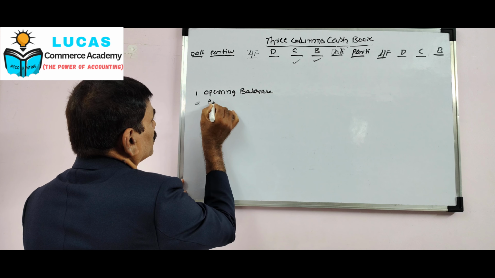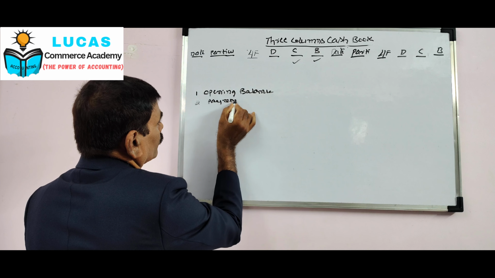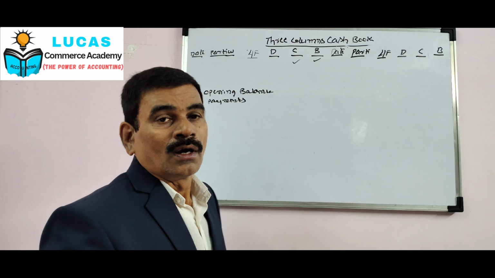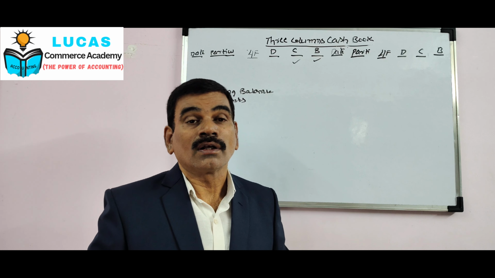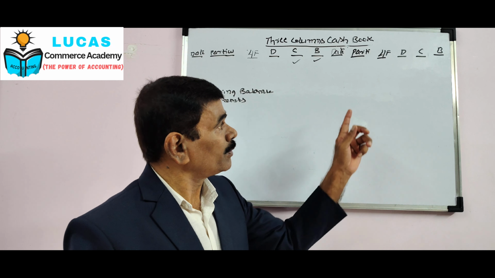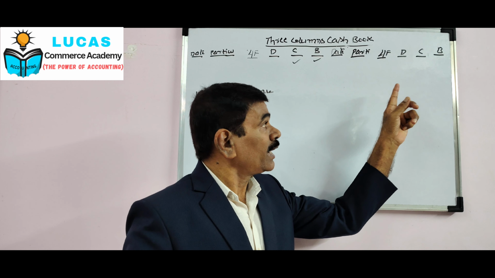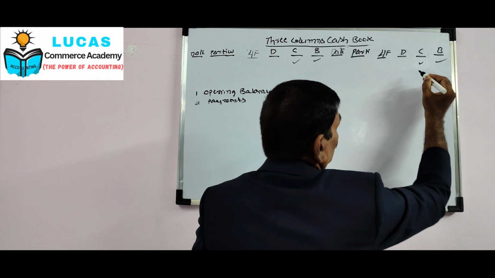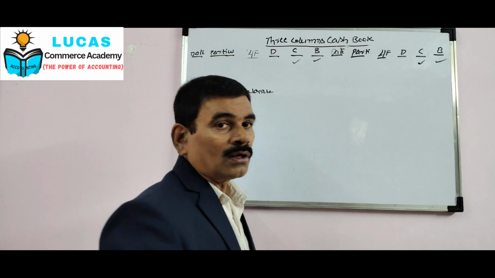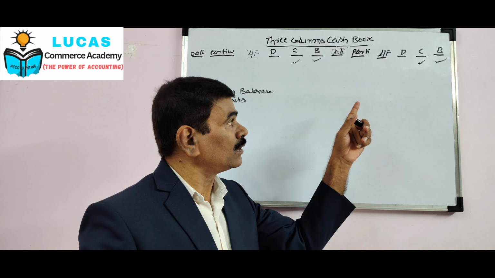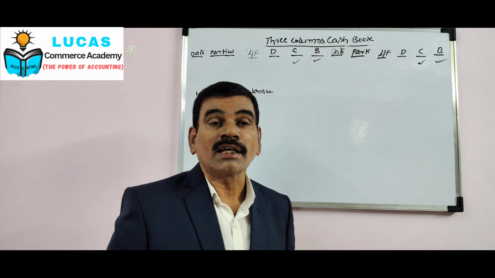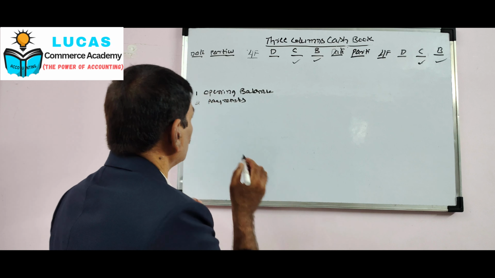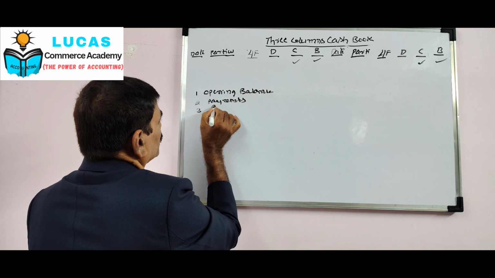Second one, payments. Okay, payments. All payments should be entered on the credit side. Cash payments entered in cash column, check payments entered in bank column. So all cash payments should be entered in cash column and all check payments should be entered in the bank column. Next, then come to receipts.